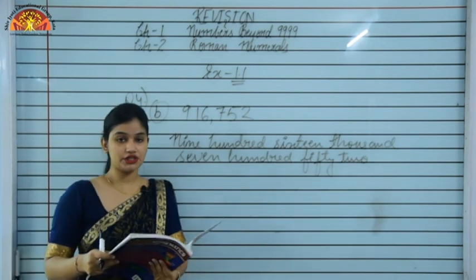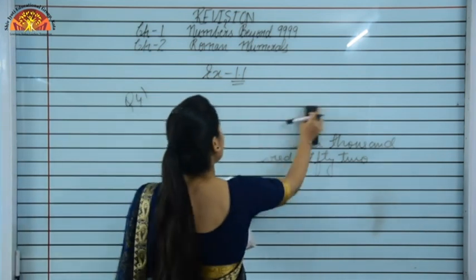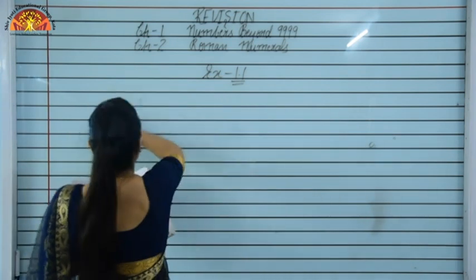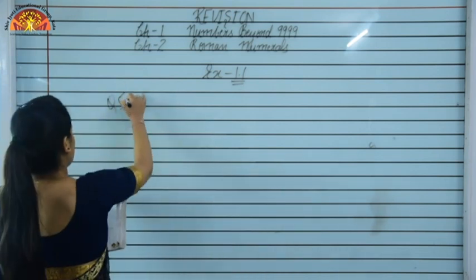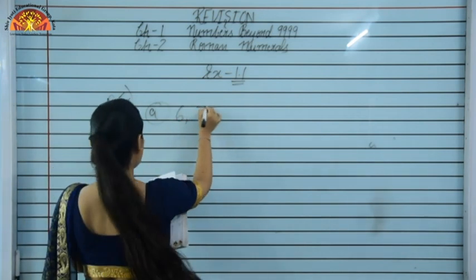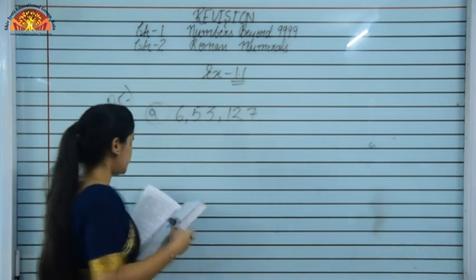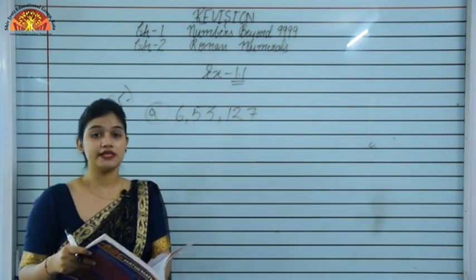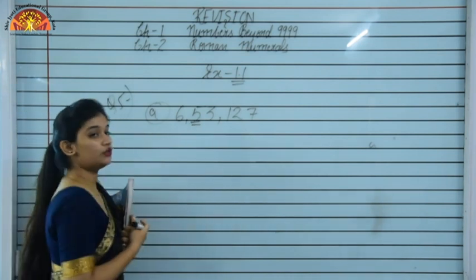Now we'll see question number 5. In question number 5 we have to find the place values of digits. Question number 5. Look at the A part, and the A part is 6,53,127. We have to find the place value of 5. What we have to do? We have to find the place value of 5.